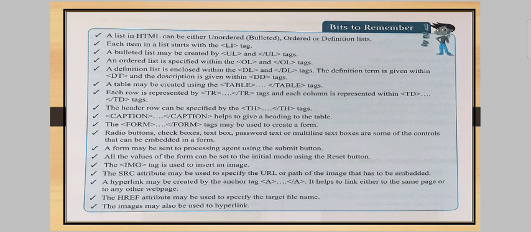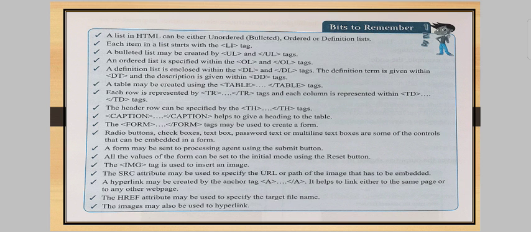A hyperlink may be created by anchor tag. Anchor tag helps to link either to the same page or to another web page. The href attribute may be used for specifying the target file. The image can also be used as a hyperlink. So this is the revision of this chapter.